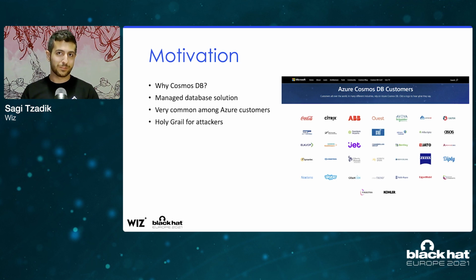Being a popular database solution, this makes Cosmos DB the holy grail for attackers. Everything an attacker wants from your organization is usually stored in a database, and for this reason, we thought that if we found a vulnerability in that service, it would have a lot of impact. But if we are being completely honest, we didn't even intend to find a vulnerability in Cosmos DB. We were actually looking for common misconfigurations that customers can make when they set up their Cosmos DB account. But you know, one thing led to another, and here we are.